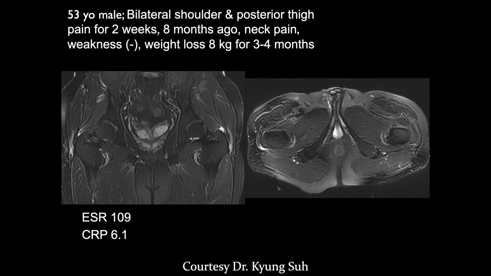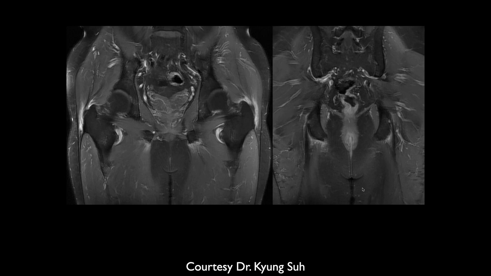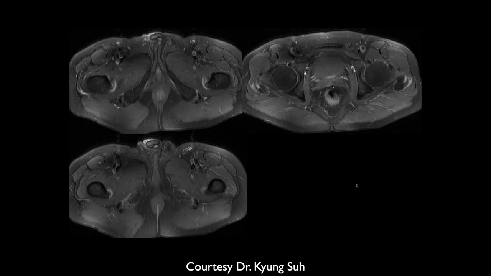A 53-year-old male with bilateral shoulder and posterior thigh pain for 2 weeks. Eight months ago, he had neck pain, weakness, and now he's had weight loss. I see some increased signal at the bilateral gluteal tendon attachments. Looks to me like this could be some tendinosis. I'm not sure if this is also at the iliopsoas attachments to the lesser trochanter. So this could be something systemic. He also has some bilateral hamstring origin tendinosis. So he has some type of, I guess, enthesitis.